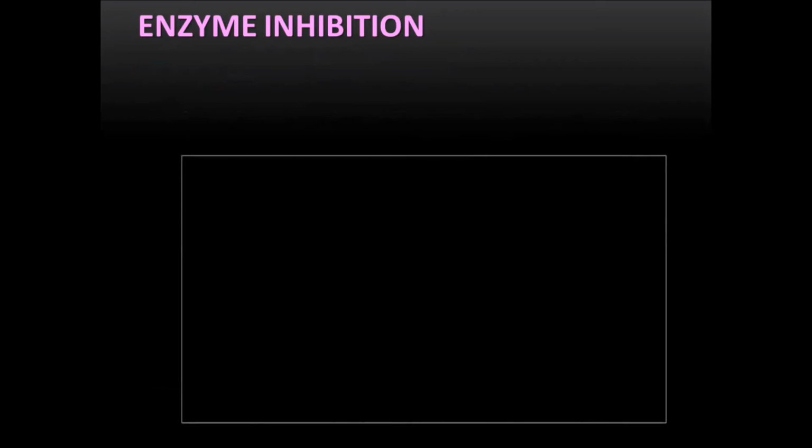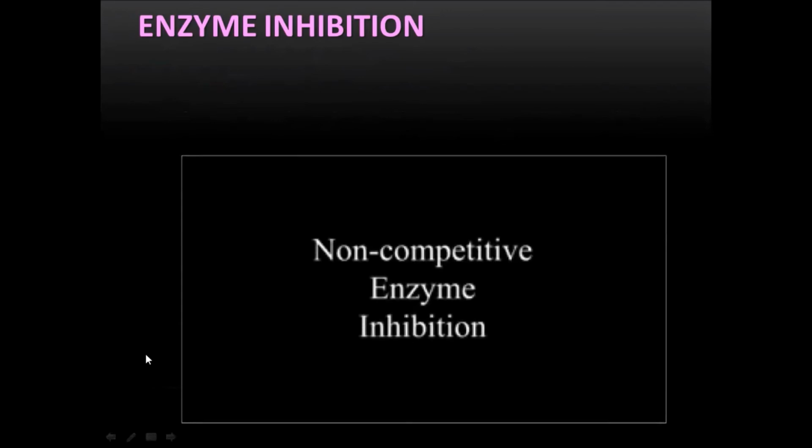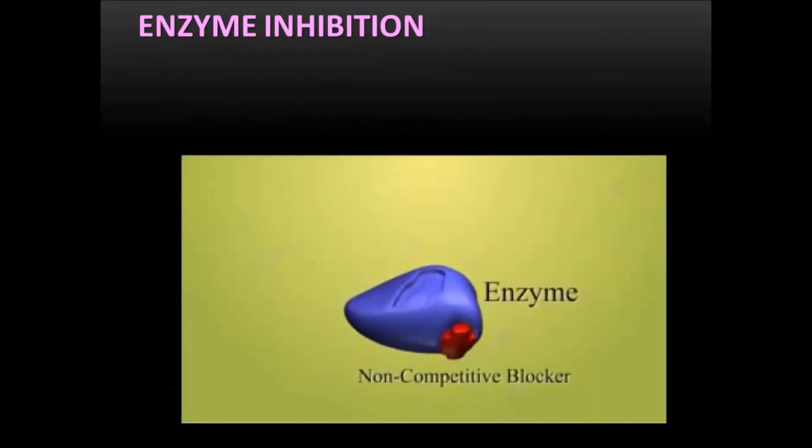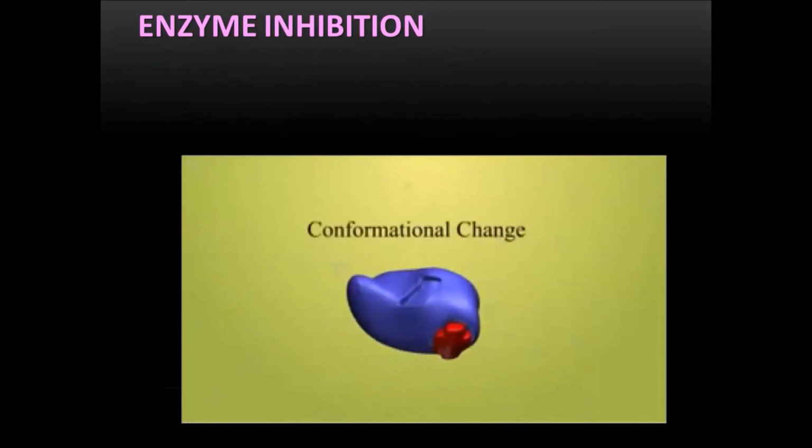What will happen if the inhibitor is non-competitive? Non-competitive enzyme inhibition involves the binding of a blocker to the enzyme away from the active site. This binding causes a conformational change in the enzyme, altering the shape of the active site, which prevents the substrate from binding. No reaction will occur as long as the non-competitive blocker is bound to the enzyme.